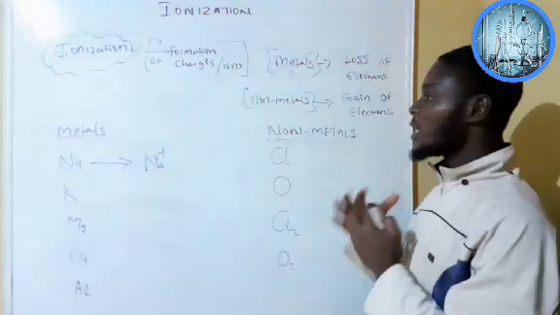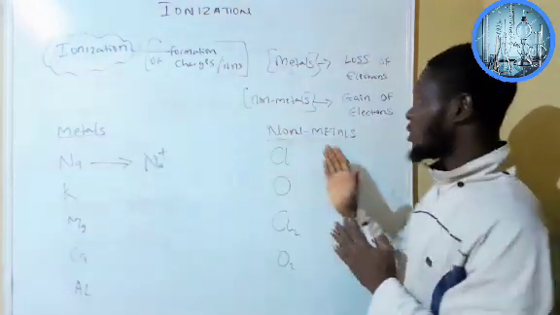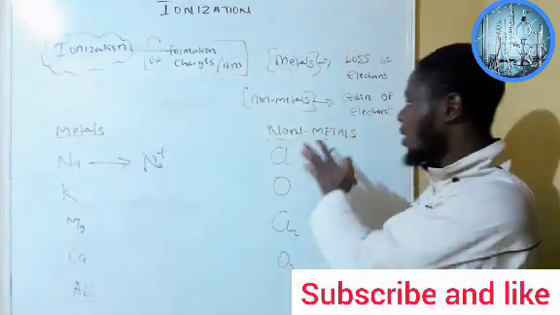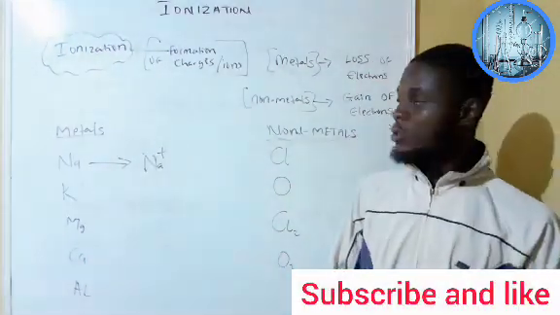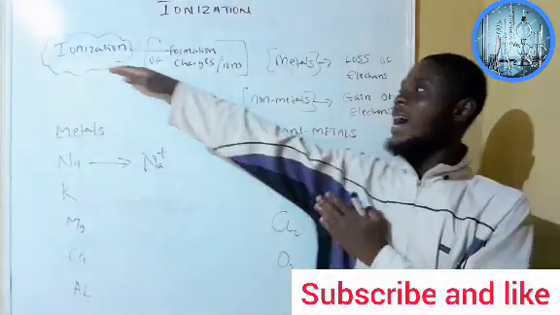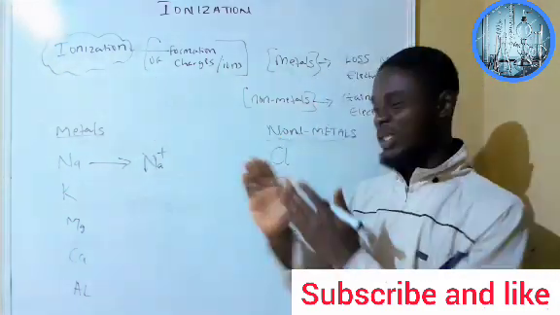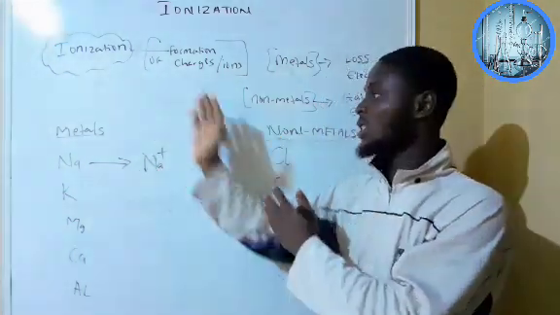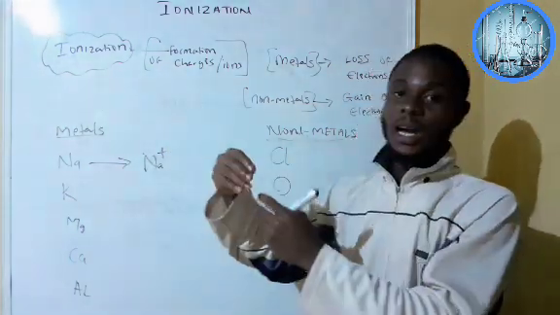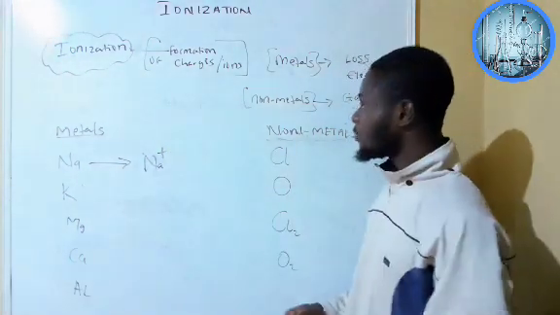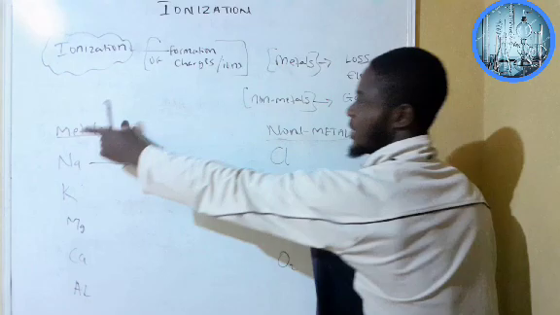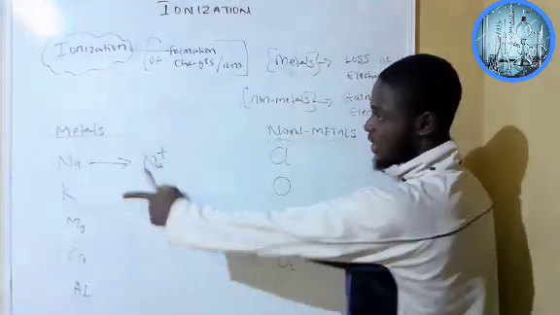If you look at the situation I have on the board, I have two case studies here. We have metals on one side and non-metals on the other side. These two groups of atoms carry out the ionization process, but with a little difference in their mechanism. Let's look at the metals, the group of atoms we have here.